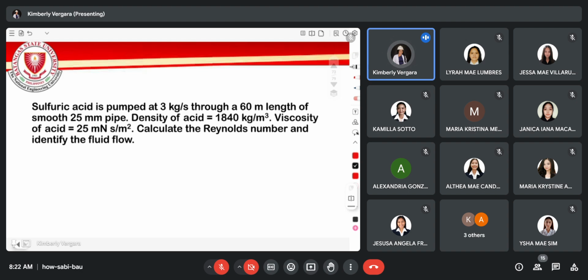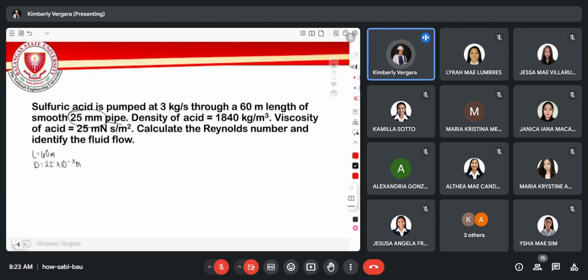So, calculate the Reynolds number and identify the fluid flow. We have a length of 60 meters, and a smooth pipe of 25 millimeters. When it is stated like that, automatically, this is the diameter. So the diameter is 25 millimeters or 25 times 10 raised to negative 3 meters.